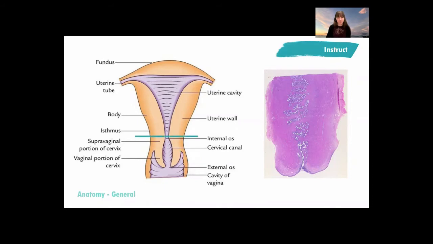The internal os constitutes the superior border of the cervix, and the external os constitutes the inferior border. And in general, cervical biopsies are taken from the ectocervix and the external os. LLETZ specimens are also taken from this area, and cone biopsies are taken from the lower and innermost portion of the cervix.